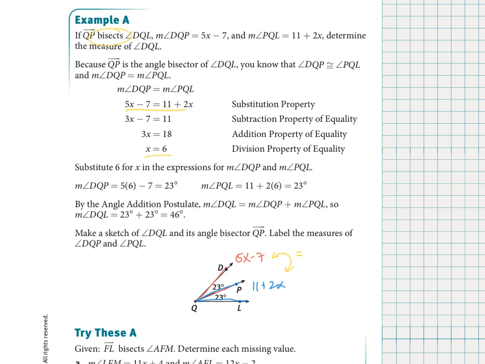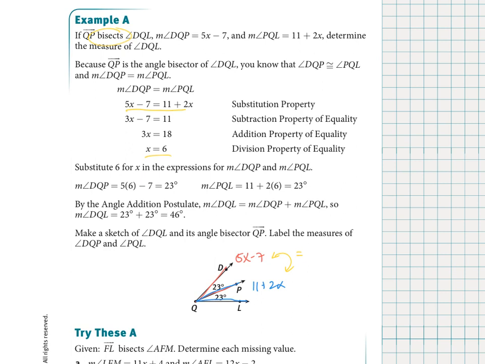Right after that, they substitute 6 in for x into, you honestly could do either expression, the measure of angle DQP or PQL. We know that it's bisected, so both of these angles will be congruent.